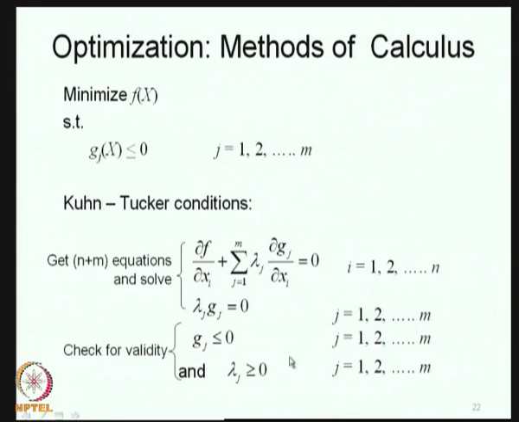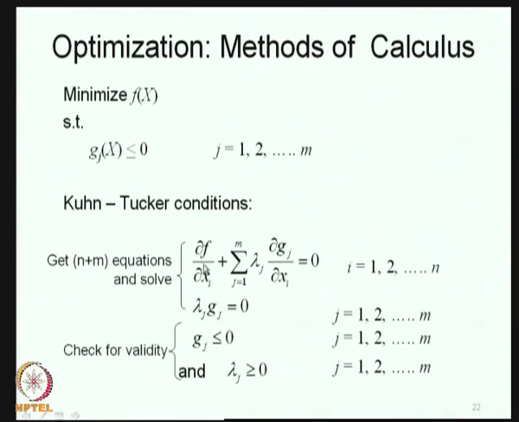The sign of the lambda j, however, will depend on what kind of combinations we have here: minimize subject to less than or equal to, maximize subject to less than or equal to, minimize subject to greater than or equal to, maximize subject to greater than or equal to. So, depending on these, the sign of the lambda j's will change. This condition is simply reproduction of the original constraints, and these two conditions will always remain the same irrespective of the combinations.